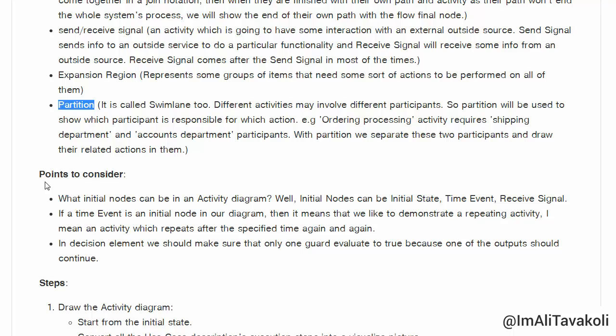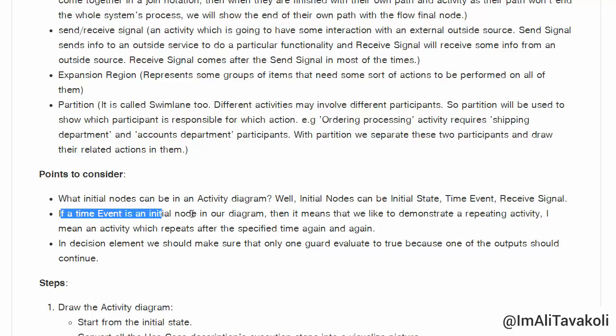All right. So that's all about the important notations. Let's take a look at what points we need to consider when we are drawing an activity diagram. What initial nodes can an activity diagram have? Well, most of the time the start initial node is going to start an activity diagram, and sometimes the time event or receive signal can be the initial node that is going to start our activity diagram.